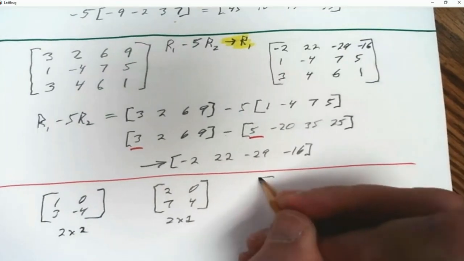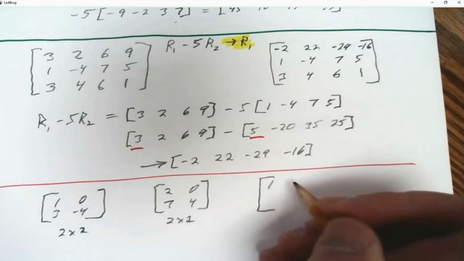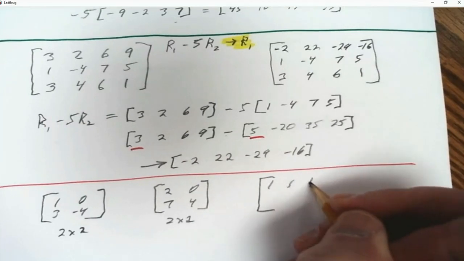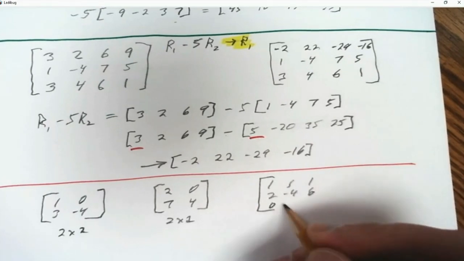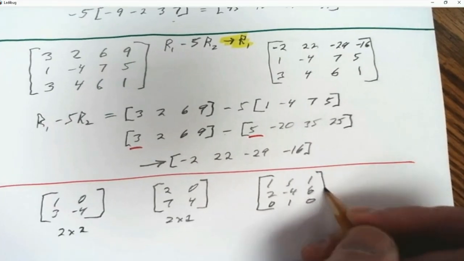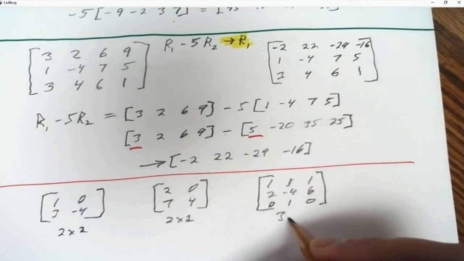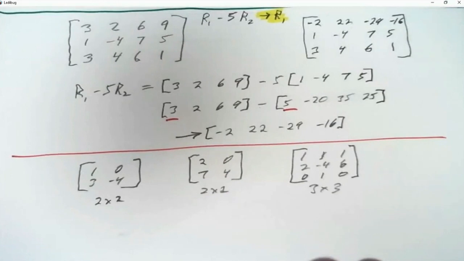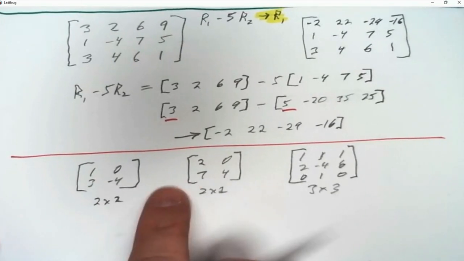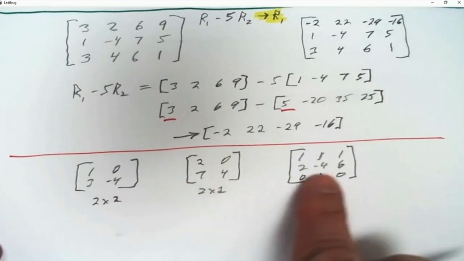And let's have a third one over here. Say this one is 1, 1, 1, 2, negative 4, 6, 0, 1, 0. All right, this is a 3 by 3. If I want to add and subtract matrices, I can add these two together. I can subtract these two together, but this one is by itself.